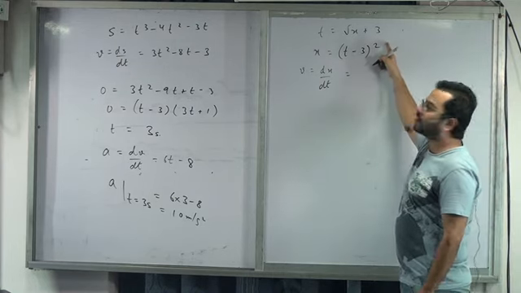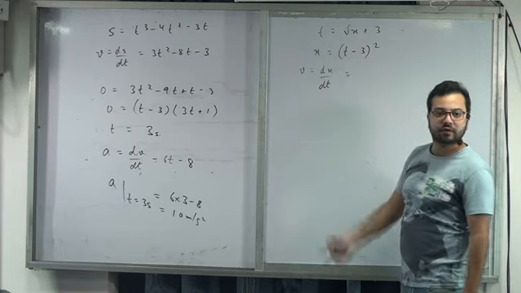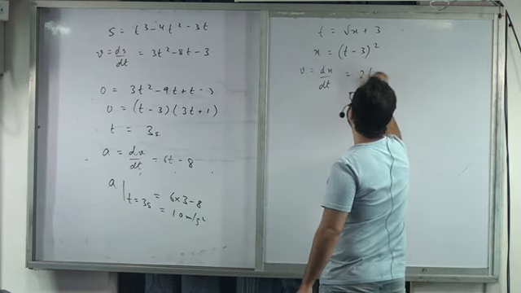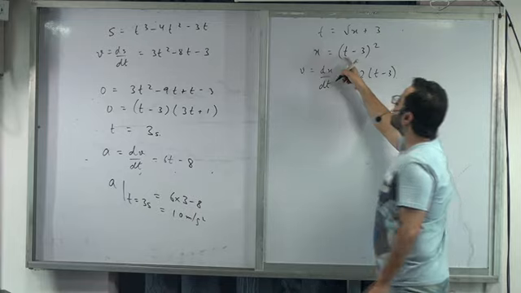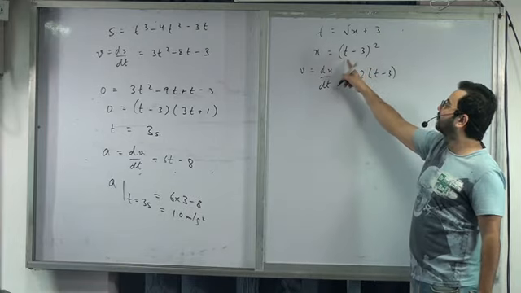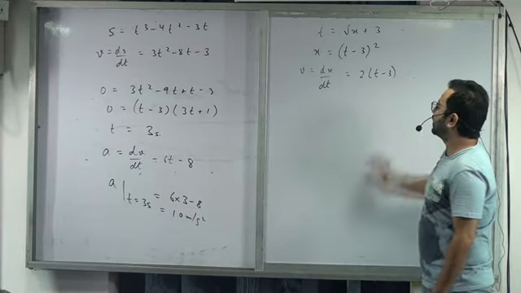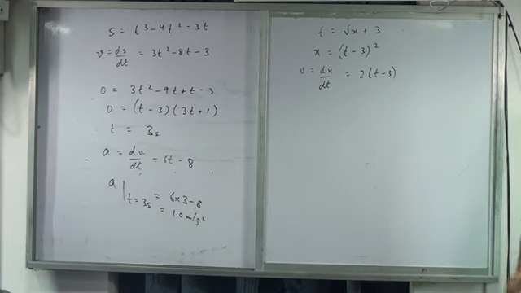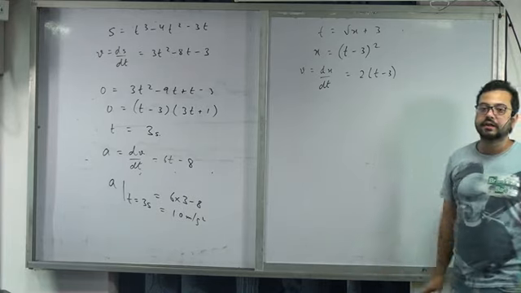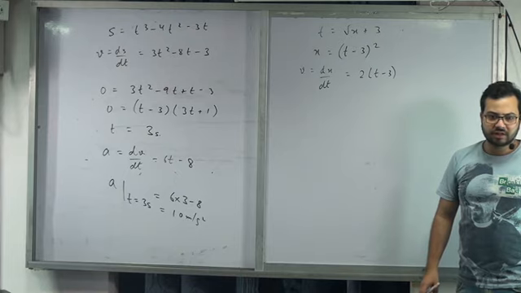So this is (t minus 3) whole square. First I'll differentiate with respect to t minus 3, and that will give me 2 into (t minus 3). Then I'll differentiate t minus 3 with respect to t. That will give me 1. So that's it. So the velocity is 2 into (t minus 3). Is that right? Clear? Okay.